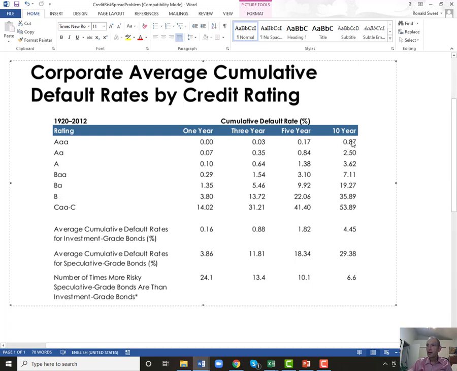For AA, it's a little bit higher. We're going to focus in on the 10 years, 2.5%. Single A, 3.6%. Triple B, 7.1%. You see they're using the Moody's. Then you jump down to speculative. Anything below triple B is speculative. So double B or BA, 20%. Almost 1 in 5 companies that are rated double B, almost 1 in 5 will be in default 10 years later. Single B, over a third will be in default 10 years later. And once you get down to the C, you've got a 50-50 chance. Over 50% will be in default over the next 10 years.